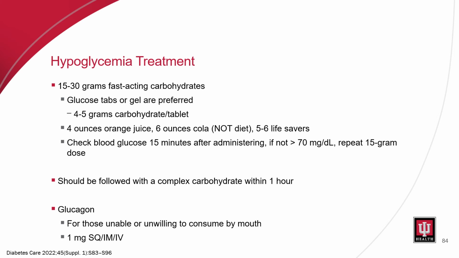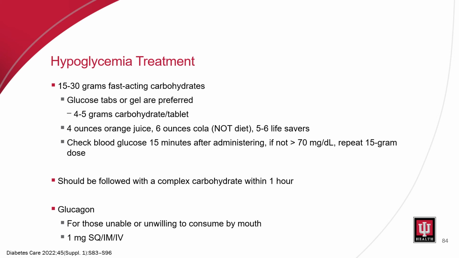Glucose tabs or gel is preferred, and this is just because it's going to be fast-acting and it's in the form that the body can use. It is important to note that a glucose tab doesn't contain that 15-gram carbohydrates. That would just be too easy if it did. So you will need to instruct your patient to take at least 3 tablets in order to contain the 15 grams of carbohydrates to treat, because one tablet only has 4 to 5 grams of carbohydrates.